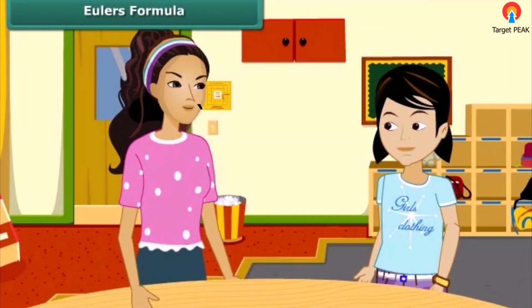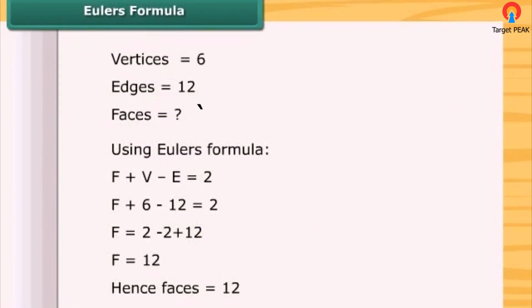If the number of vertices and the number of edges of a polyhedron is given, then we can find the number of faces of that polyhedron using Euler's formula. And if the number of faces and the number of vertices are given, then can we find the number of edges? The 2 values are given. Then we can find the third value using Euler's formula. Here is an example.